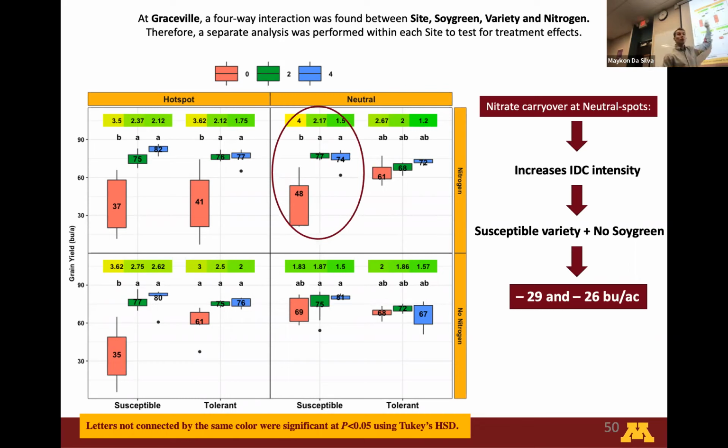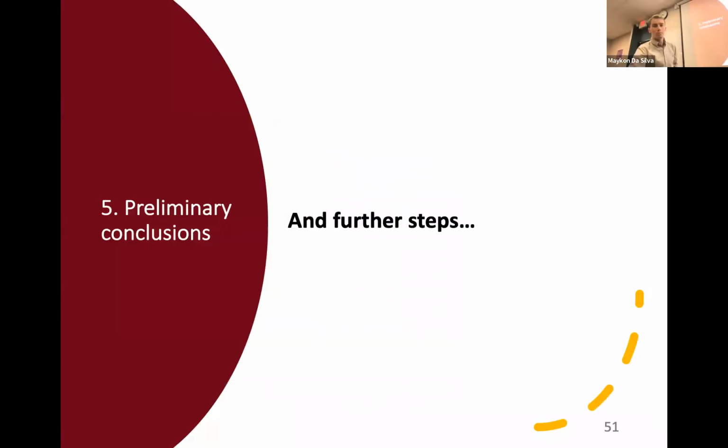Well, even at neutral spots where IDC is not as severe as at hot spots, farmers could have significant yield reductions if the correct management strategies are not adopted. So if a farmer plants a susceptible variety at a neutral spot and there is nitrate carryover from the previous crop, without the application of iron chelate, he could expect significant yield reductions.